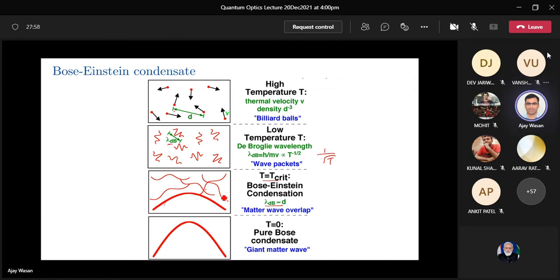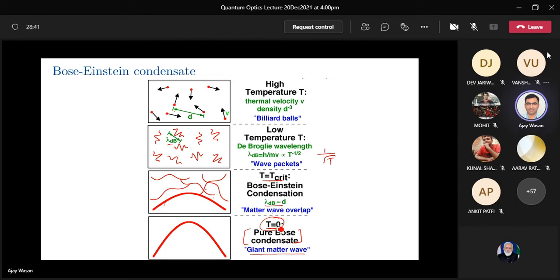We get BEC at some critical temperature, Tc, and when temperature is T equal to 0, at that time we get the pure BEC. At that time we say giant matter waves. So this matter wave is overlapping and giant matter waves. But BEC starts at some critical temperature. That's what I'm saying, no need to go to T equal to 0, just before it starts coming. Obviously, when T is equal to 0, but T equal to 0 is an ideal condition that never happens, we will never reach it. People reach nanokelvin, they reach picokelvin.